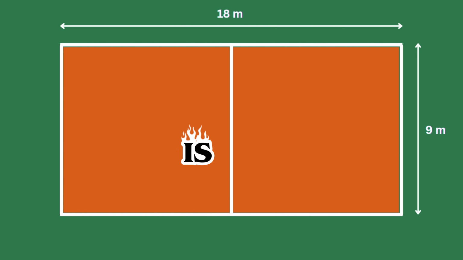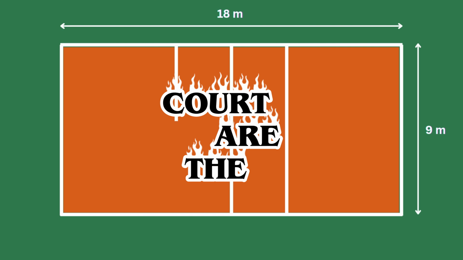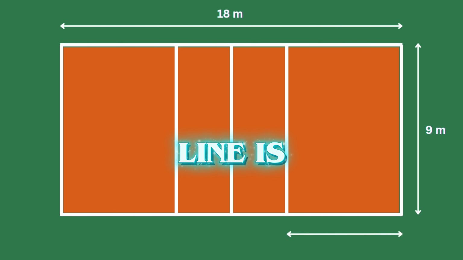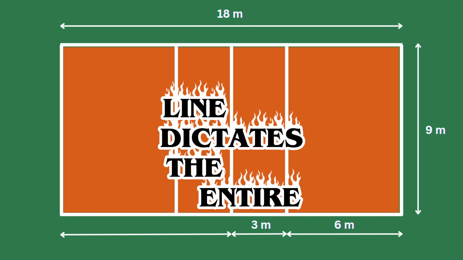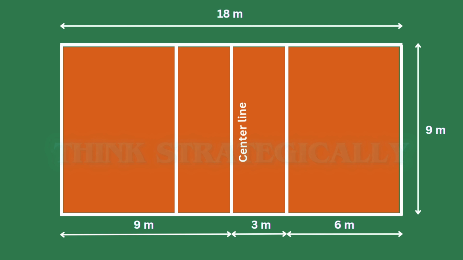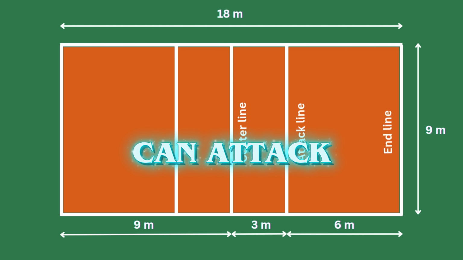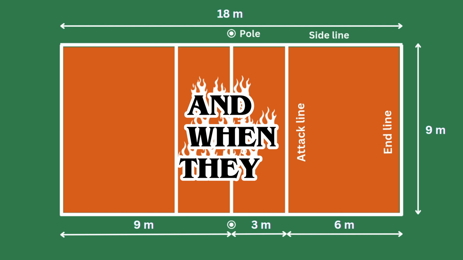So, the reality is, the lines on a volleyball court are the game's DNA. The end line is the starting block for the serve, and the 3-meter line dictates the entire offense. They force teams to think strategically about who can attack, where they can attack from, and when they can attack.